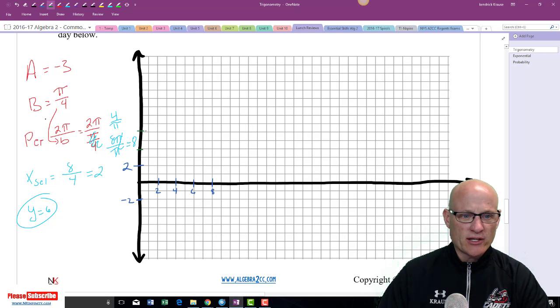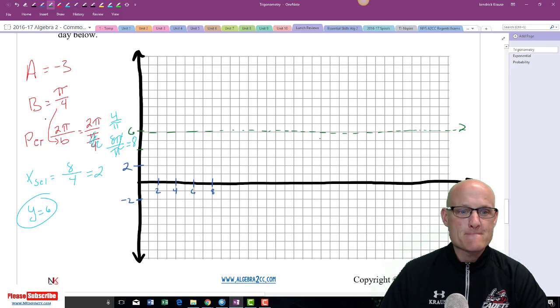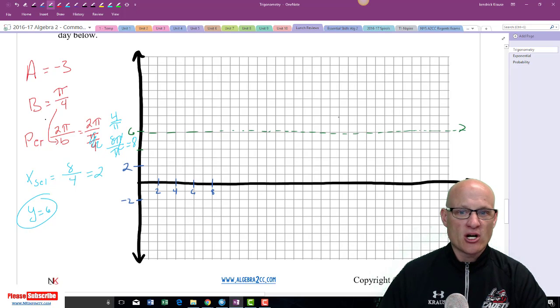2, 4, 6. There's my midline at 6. That's why I put the x-axis down a little bit further. All right, so let's talk about this.